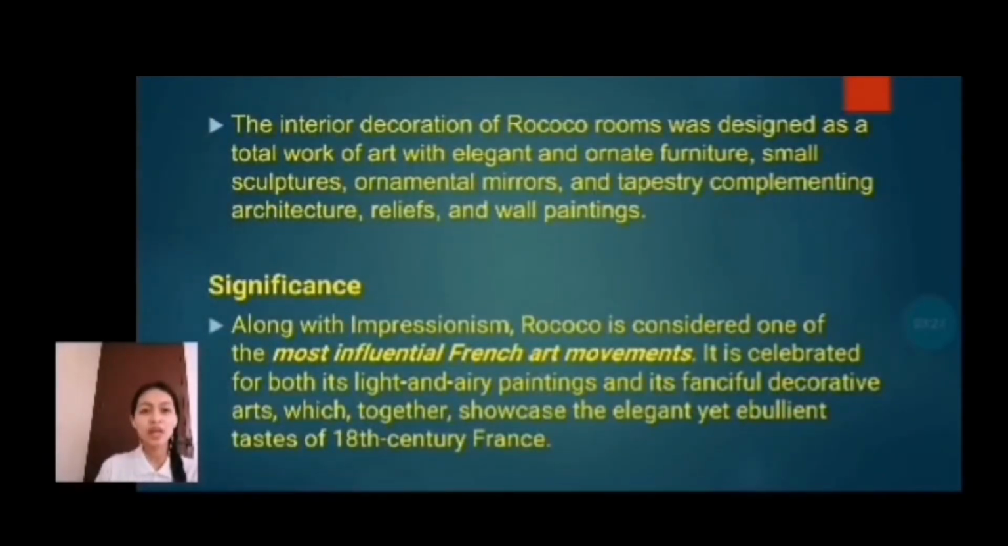So the interior decoration of Rococo rooms was designed as a total work of art with elegant and ornate furniture, small sculptures, ornamental mirrors, and tapestry complementing architecture, reliefs, and wall paintings. So in Rococo rooms, they use elegant and ornate furniture and also sculptures and wall paintings in decorating the rooms.